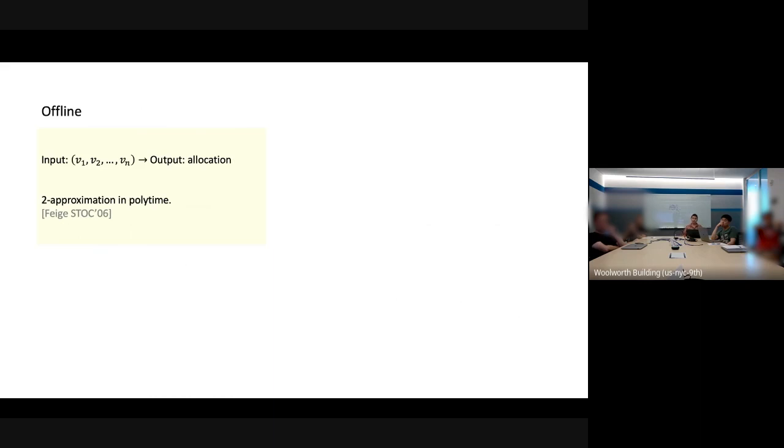We can do this in polynomial time and guarantee a two approximation with respect to the best allocation.